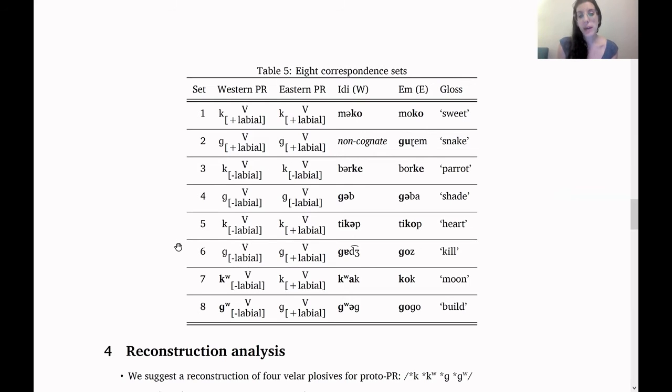Now, correspondence sets 5, 6, 7, and 8 are a little bit different in that while we still have voiceless and voiced velar plosives, we now see a difference between the two variety types in the rounding of the vowel. So in sets 5 and 6, we see a voiceless velar plosive or a voiced velar plosive. In the Western varieties, it's followed by an unrounded vowel, whereas in the Eastern varieties, it's followed by a rounded vowel. Teacup versus teacup, gudge versus goz.